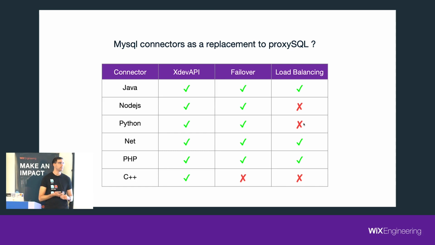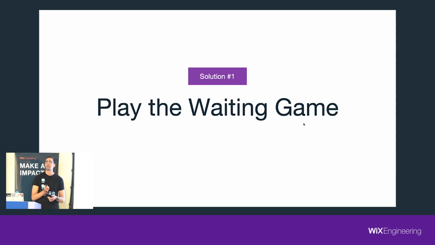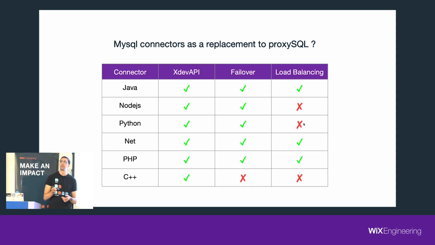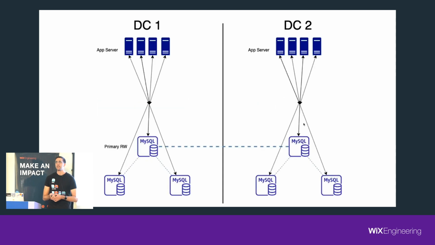Now, let's say that in the near future, the connectors work and support everything we need. If we utilize the Java connector and the Node.js connector, we could eliminate ProxySQL, and our architecture would look something like that, where we connect directly from the application servers to the MySQLs, without needing to change anything except the connector itself.